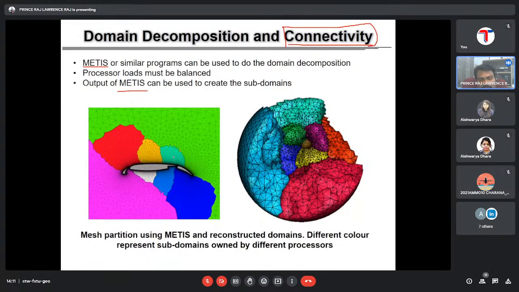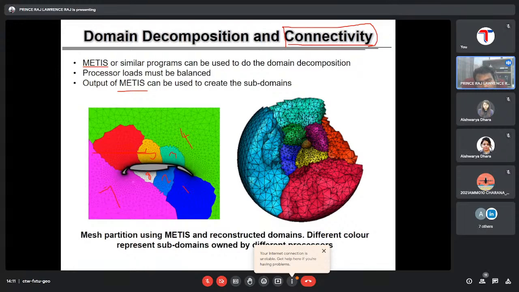So these are some results after domain decomposition, how it will be. For example, this is a multi-element aerofoil with different processors. These belong to processors 1, 2, 3, 4, 5, 6, 7, and, sorry, 8. So totally 8 processors.